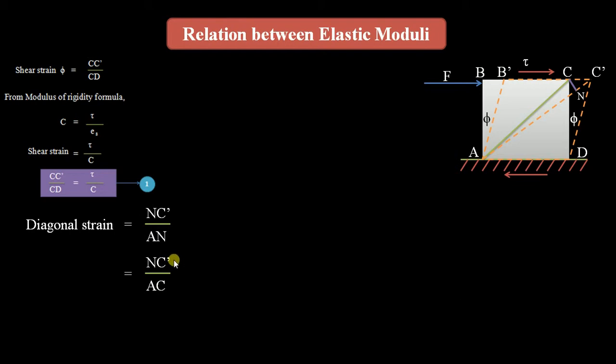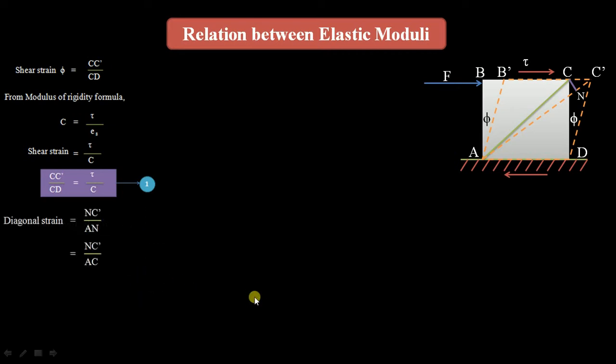Again, what are NC dash and AC in terms of known terms? That means known values, otherwise assume. In terms of known quantities, we have to get the equation. So here we have to derive what NC dash is and what AC is. So keep aside this form. So now we try to write what NC dash is and what AC is.